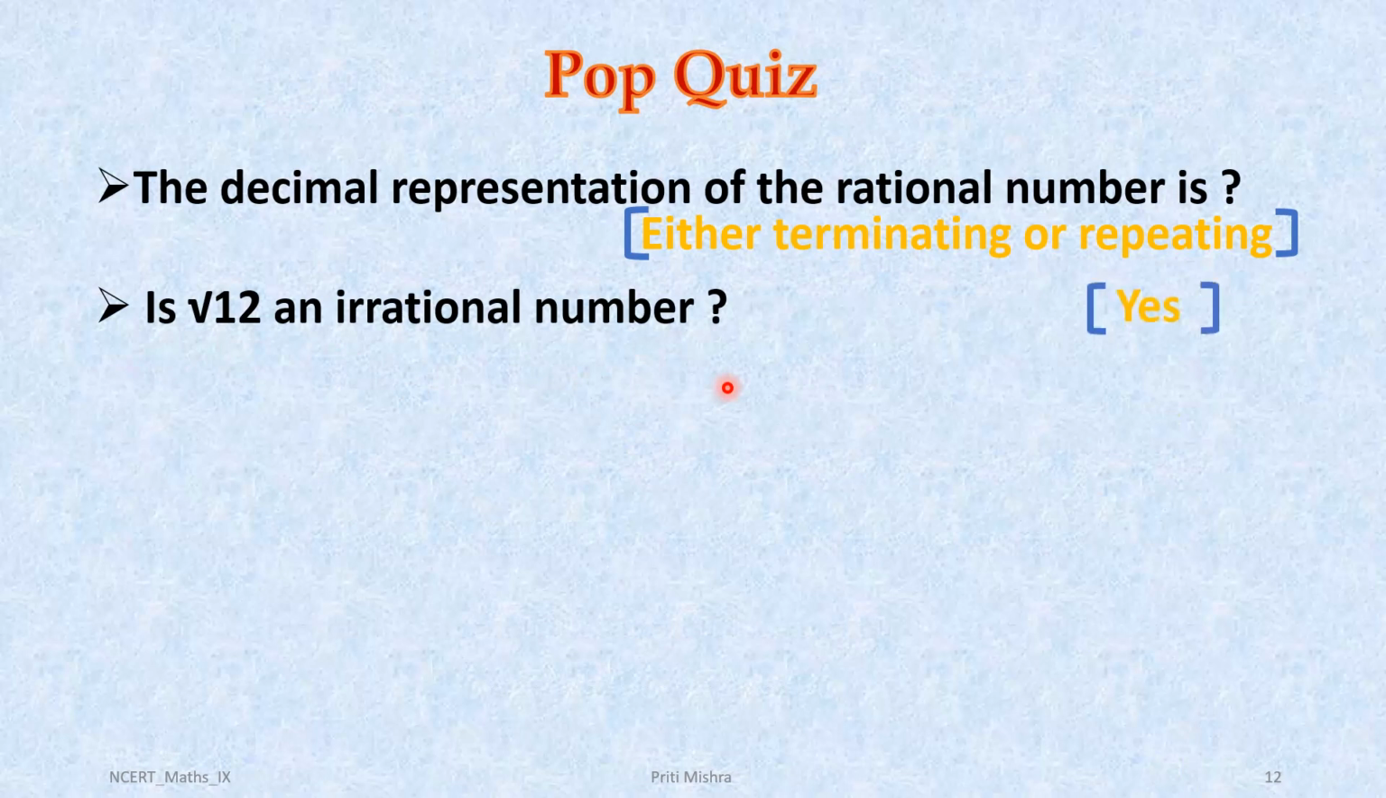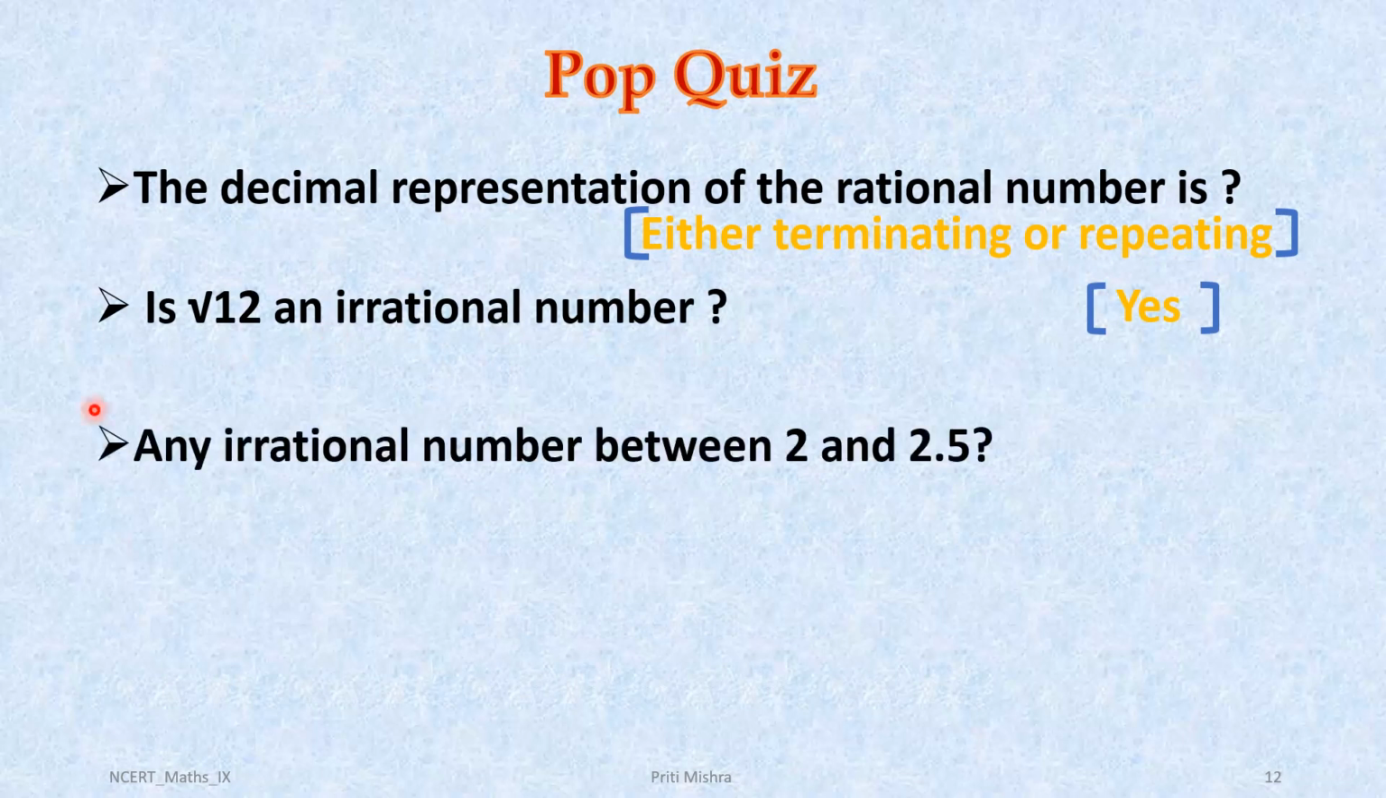So the answer is yes, this is an irrational number because we can split it like square root 4 into 3, and square root 4 will be 2. So the number will be 2 square root 3. 2 root 3 means an irrational number. Next question, any irrational number between 2 and 2.5 will be what? Any irrational number between 2 and 2.5, we can write it like square root 5.